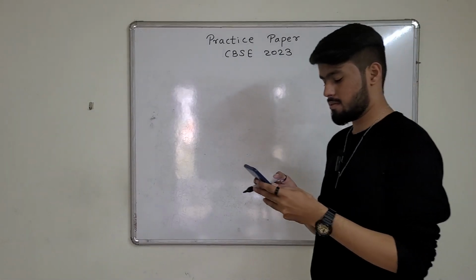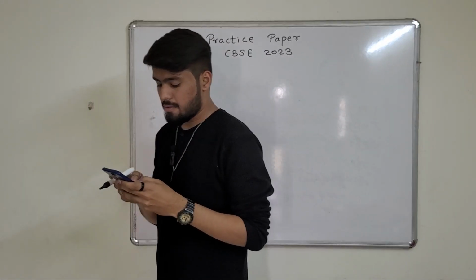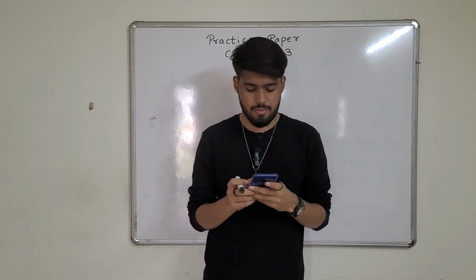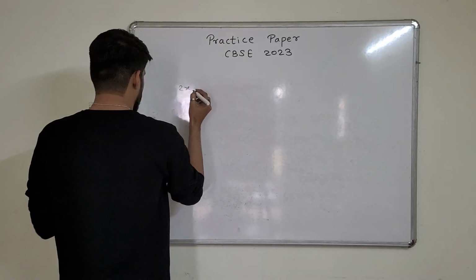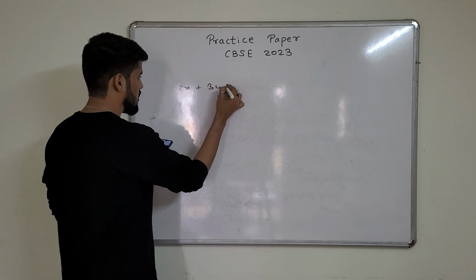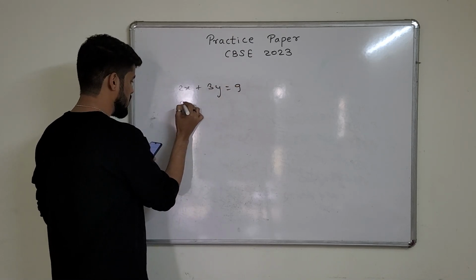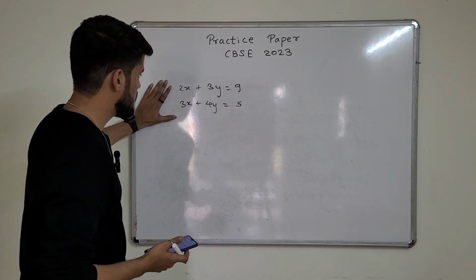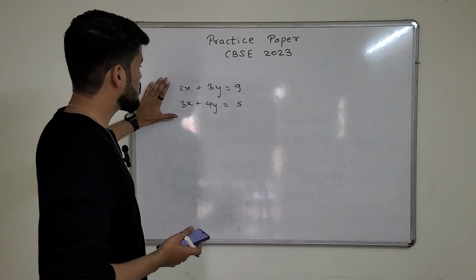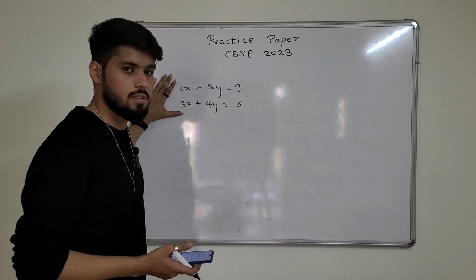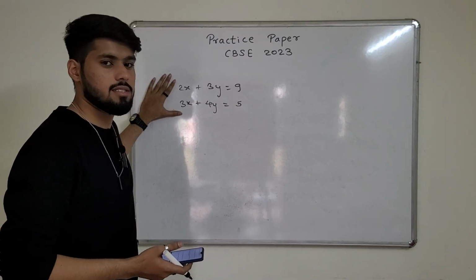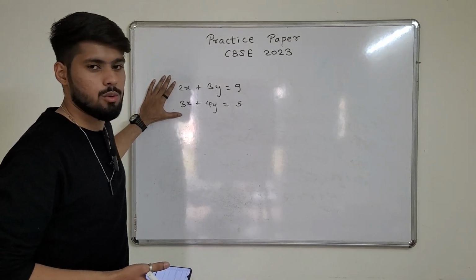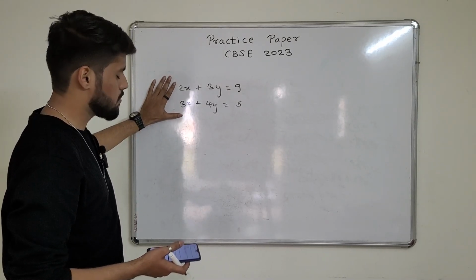Ninth question. The solution of the pair of equations. Now we have a question on linear equations in two variables. The equations are 2x plus 3y equals 9, and 3x plus 4y equals 5. These are the two equations which they have provided us. We need to solve these equations. We have different ways to solve linear equations in two variables. One of them is the simultaneous method or the elimination method. You are free to use any method, you can take any method, there is no problem in that.